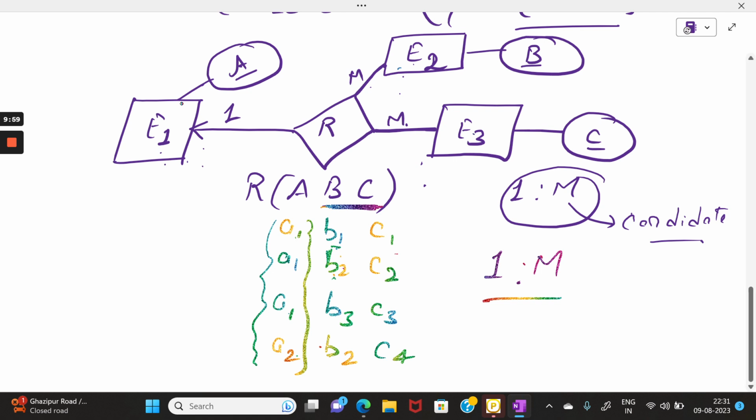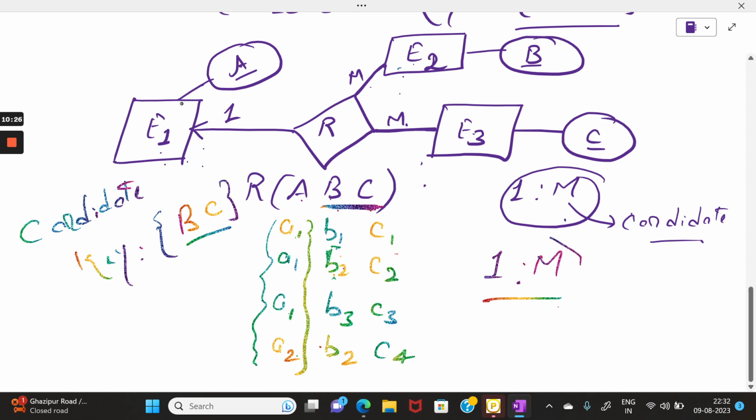If we see BC, then definitely it is a one to M mapping and the M part is coming as the key. So the candidate key here could be BC as a whole. Okay, because we are not taking B alone, because A is not mapped only to B, it is mapped to C as well. So we can't take B as the candidate key or C, because if we are taking 1 to M mapping, then the M part will be the candidate key. So the exact relationship set may not be possible to implement in this way.